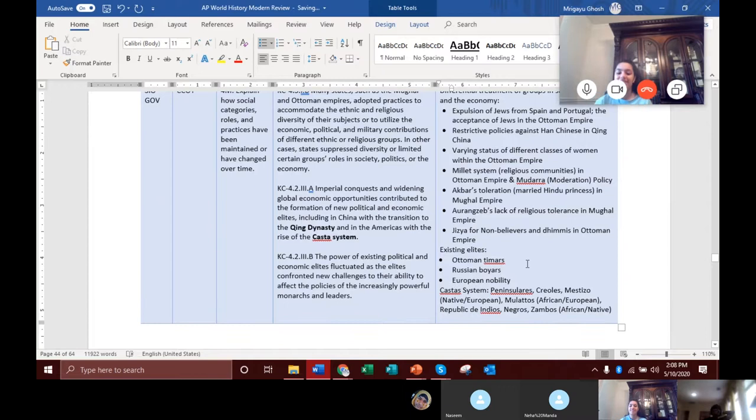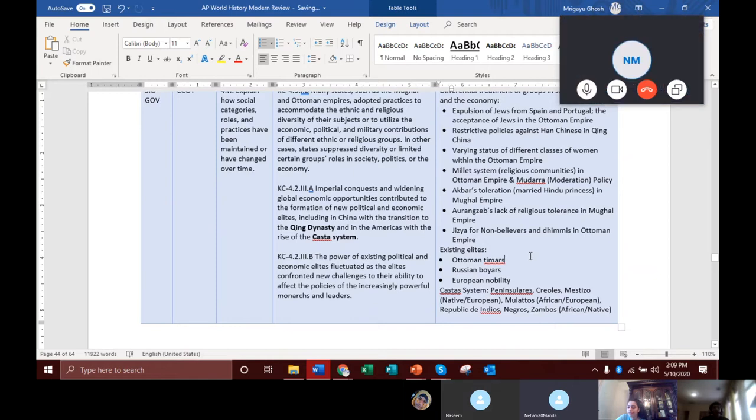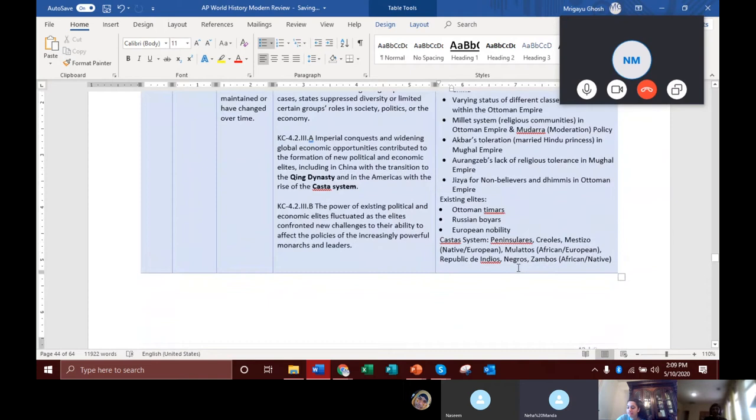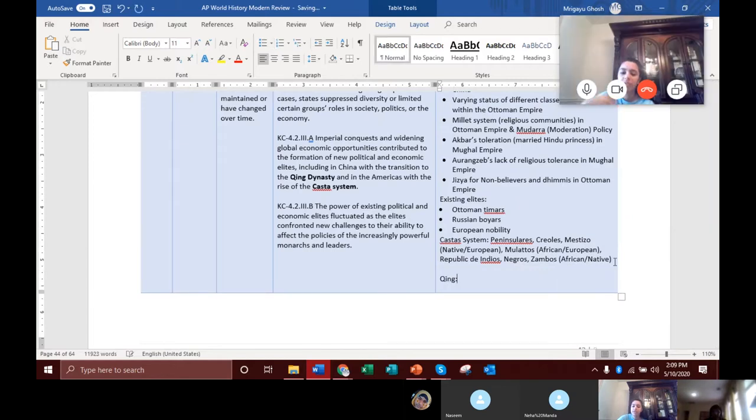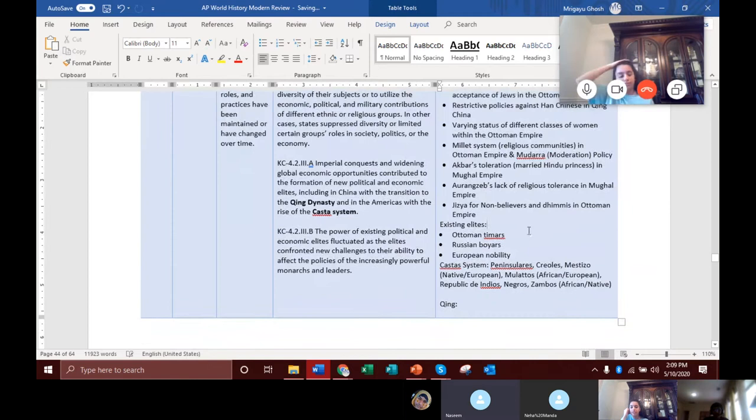Okay, what were the Timars? I don't remember what the Ottoman Timars were. I looked it up and it just said they were elites, nobles. Is it Timars or Timurs? Timur was Tamerlane, remember? That's his name. And then of course we have the Casta system. Transition to the Qing Dynasty. The Timars were landowners. Land-owning elites.